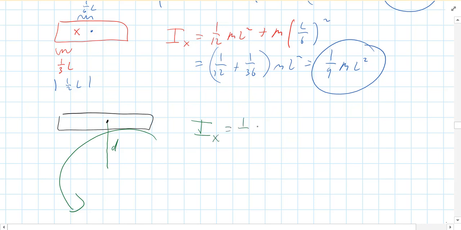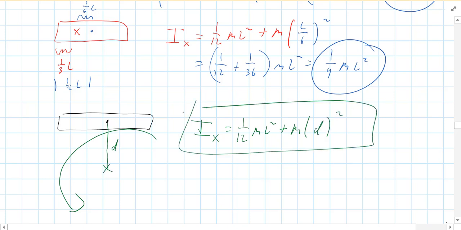You say, okay, well, the moment of inertia of the rod about the center of mass is 1/12 ml squared plus m, and then what's the distance from our axis to the center of mass? Well, just d squared, and that's pretty much all you do. You can't simplify that much more than that unless I give you numbers for L and d.